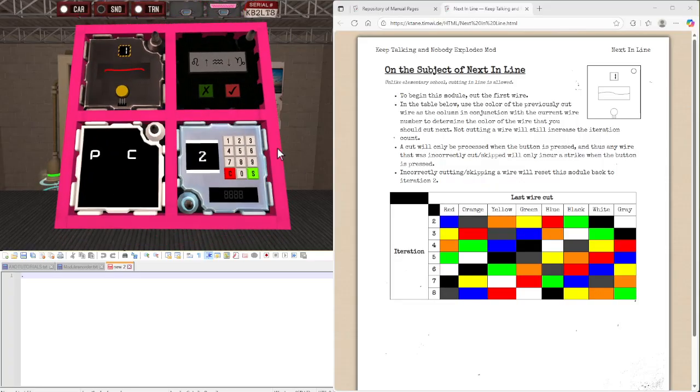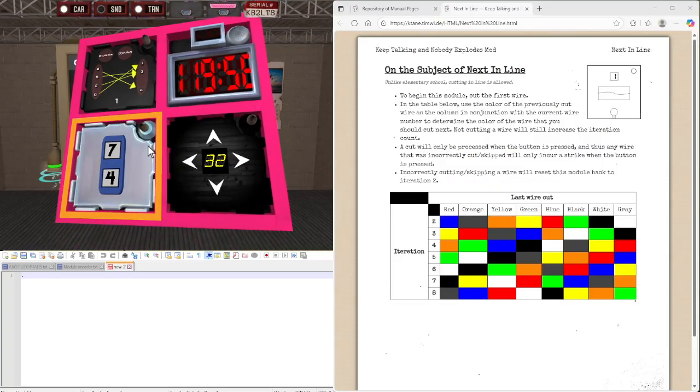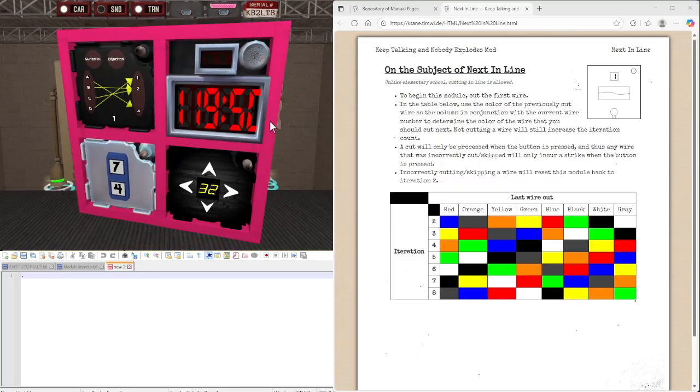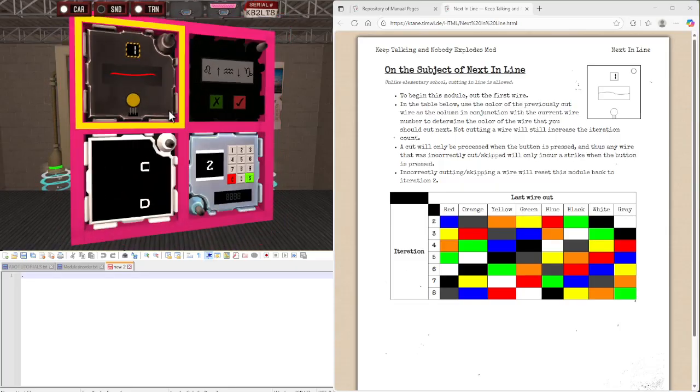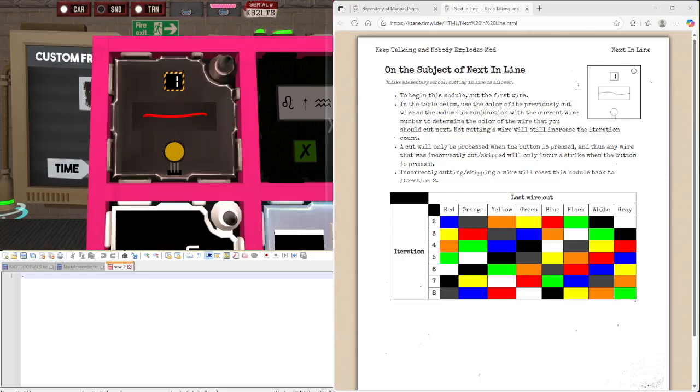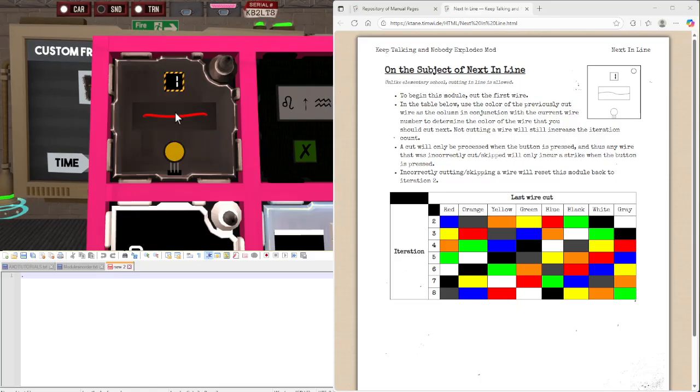I forgot to put front, but yeah. Hopefully it doesn't cause too much of an issue. I don't think there's anything that's time dependent when submitting. So it's going to cut the first wire.